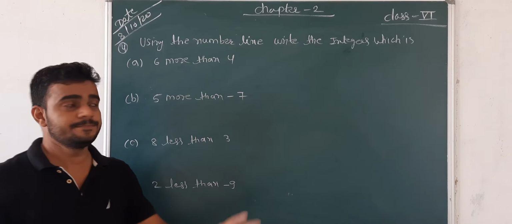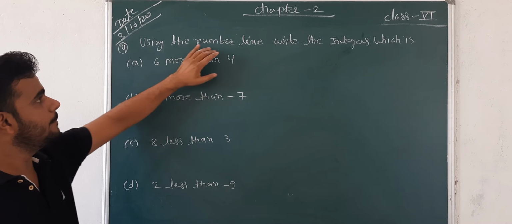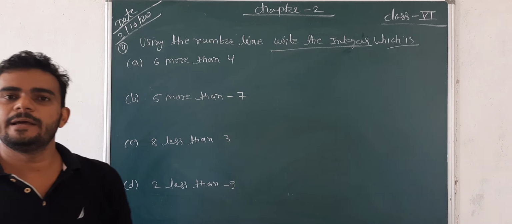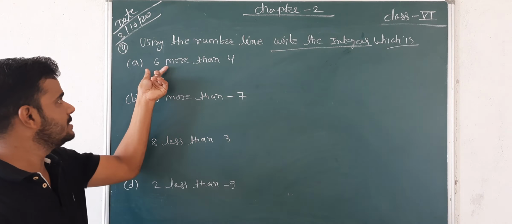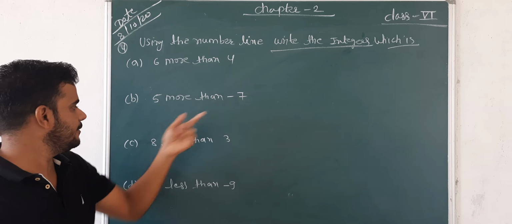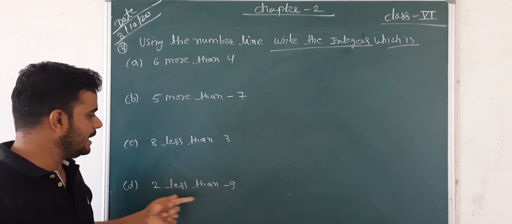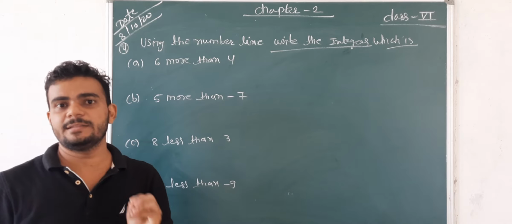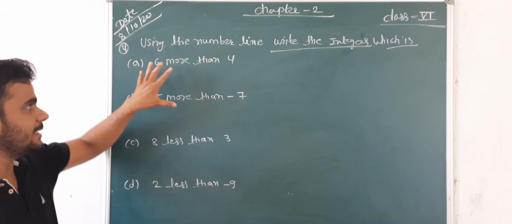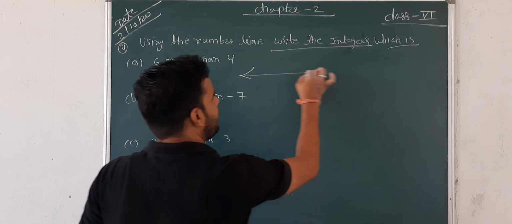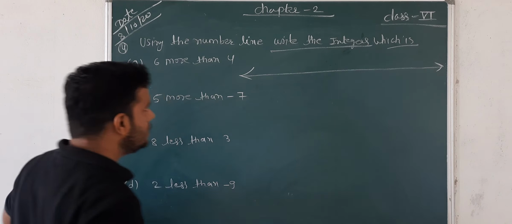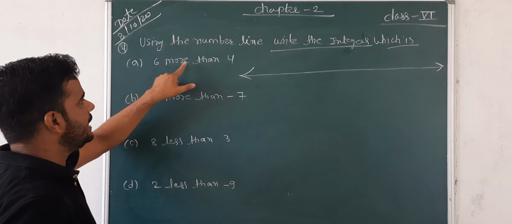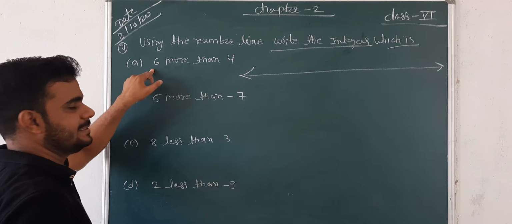Okay. So next question. Using the number line, write the integers which are 6 more than 4, 5 more than negative 7, 8 less than 3, 2 less than negative 1. It means you have to use the number line. You have already done the second one and third one. So like the second and third ones, this question is there. So first you have to draw the number line. Okay. The first number is 6 more than 4. 6 more than 4 means 6 more from 4.